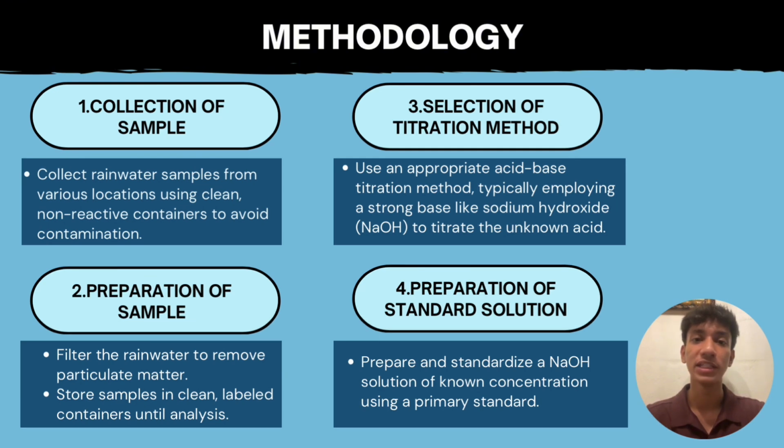The appropriate acid-base titration method is selected, typically employing a strong base like sodium hydroxide to titrate the unknown acid in the rainwater. A standard sodium hydroxide solution of known concentration is prepared and standardized using a primary standard to ensure accuracy.